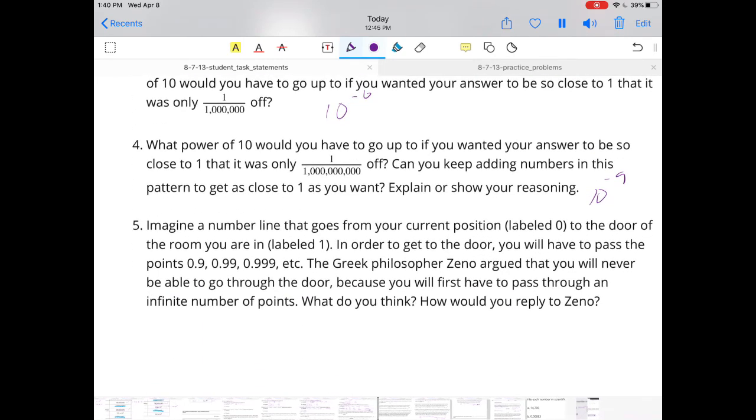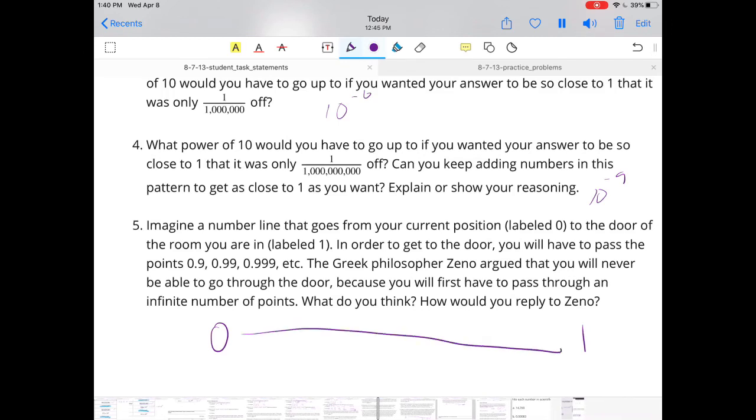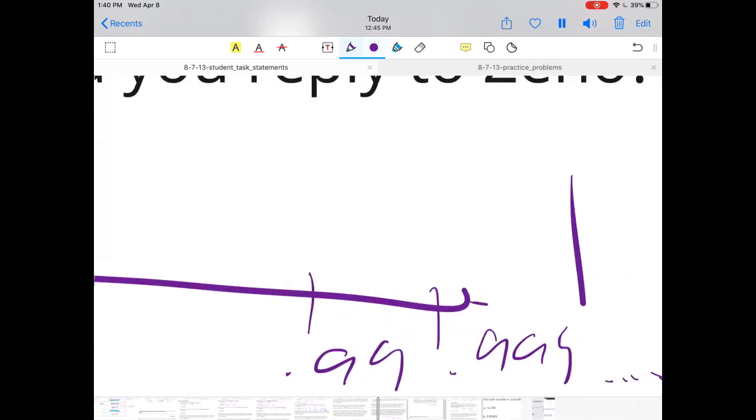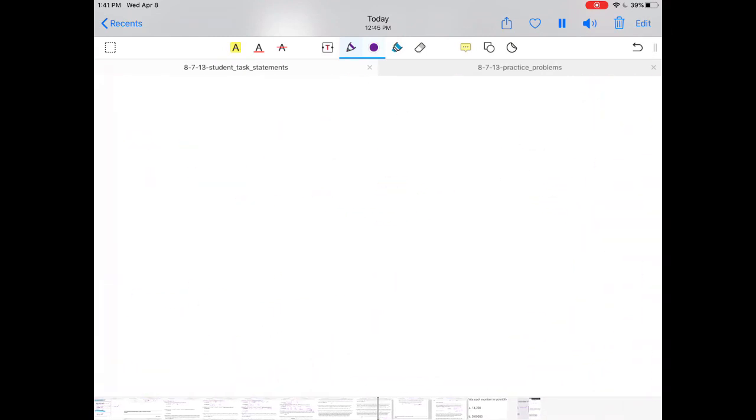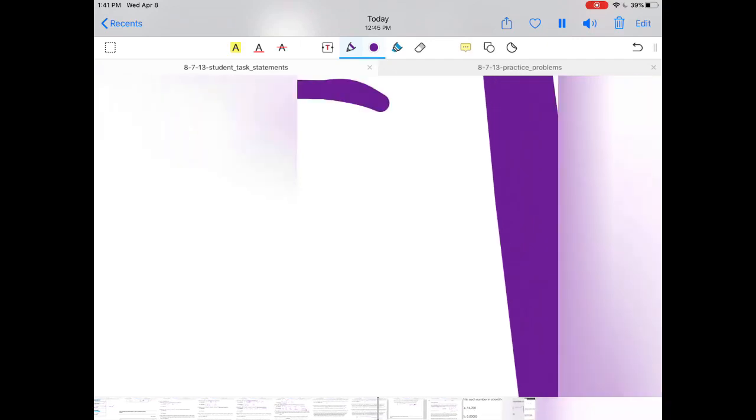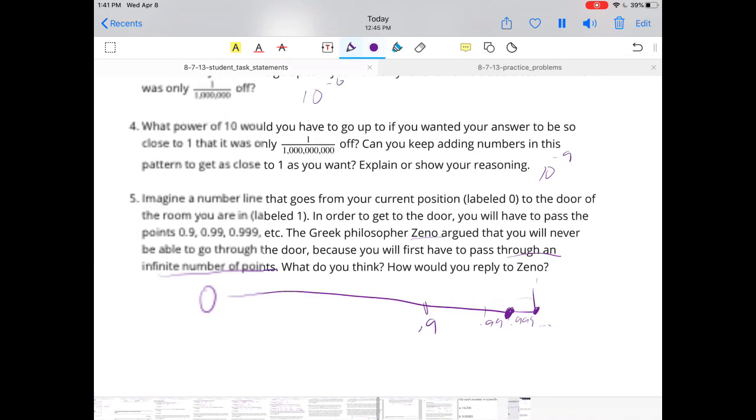Imagine a number line that goes from your current position, labeled at 0, to the door of the room you are in, labeled 1. So here's 0, here's 1. In order to get to the door, you will have to pass the points 0.9, 0.99, 0.99999, and so on and so on. The Greek philosopher Zeno argued that you will never be able to get through the door because you will first have to pass through an infinite amount of points. So in between, right, this number here and this number, which is just 1, there's infinitely many points. So you're always getting closer and closer and closer. So homie's trying to say that you're never going to get to 1.